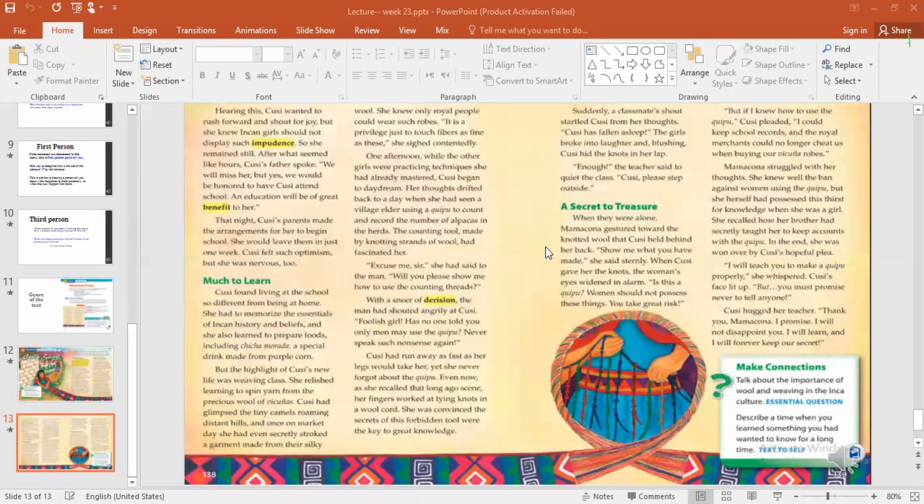She recalled how her brother had secretly taught her to keep accounts with the quipu. In the end, she was won over by Kusi's hopeful plea. I will teach you to make quipu properly, she whispered. Kusi's face lit up.